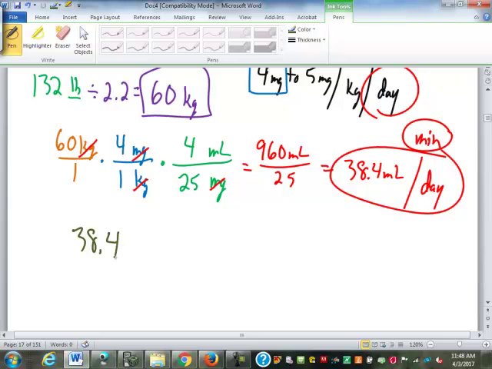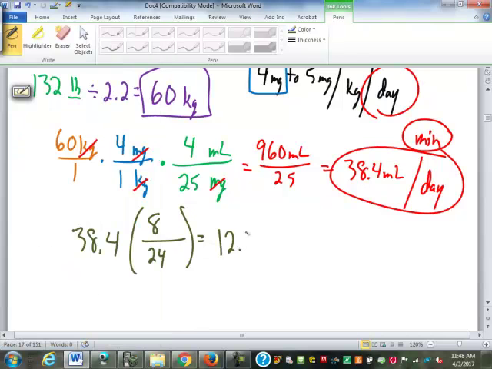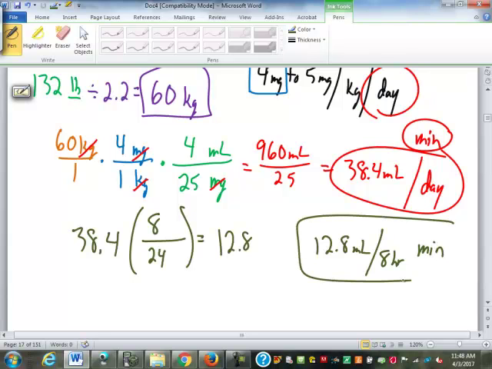So 38.4. 1 day is 24 hours, so we're going to put 24 hours on bottom, and we're changing it to 8 hours. So it's times 8 divided by 24. We get 12.8. So 12.8 milliliters per 8 hours is the minimum recommended dose.